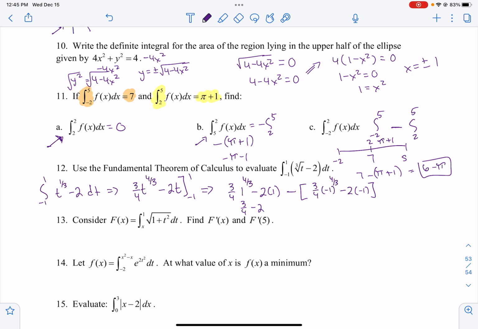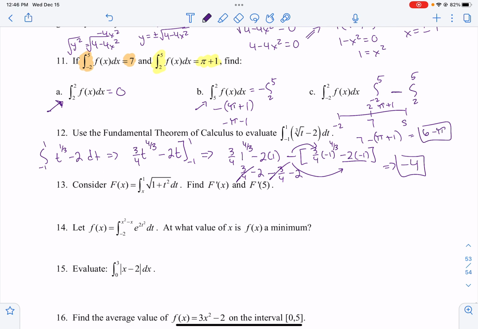3/4 times negative 1 to the 4/3. Well, negative 1 to the 4th is going to give me a positive, and then I'm going to take the cube root of it, which is still going to give me a positive 1. So this becomes minus 3/4. And then negative 2 times negative 1 is positive 2, but I'm subtracting that, so then I get minus 2 again. So my 3/4 cancel, and I end up with negative 4. So that would be my integral from negative 1 to 1. My value is negative 4.